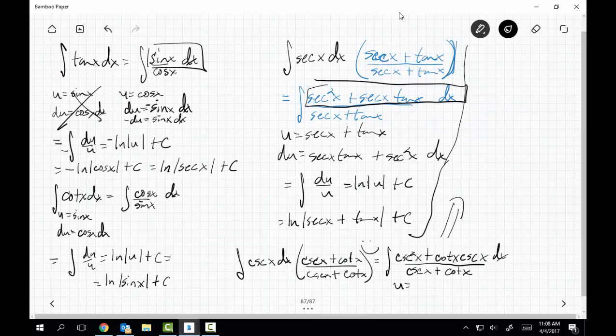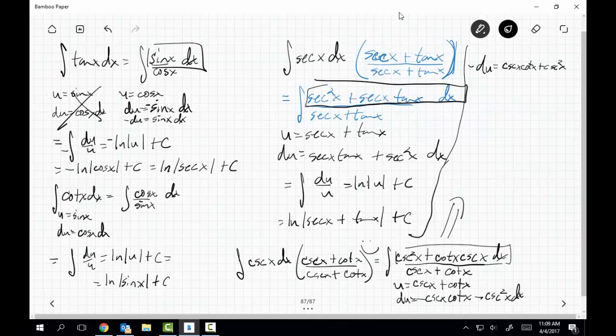Now the numerator is very close to the derivatives of cosecant x and cotangent x, except what do we know? Well, if it's got a co in front of it and I take a derivative, I get a negative. So if I let u equal cosecant x plus cotangent x, then du is going to equal negative cosecant x cotangent x minus cosecant squared x dx. Now I just factor the negative out and send it over. So negative du is equal to cosecant x cotangent x plus cosecant squared x. And I have exactly what I want.